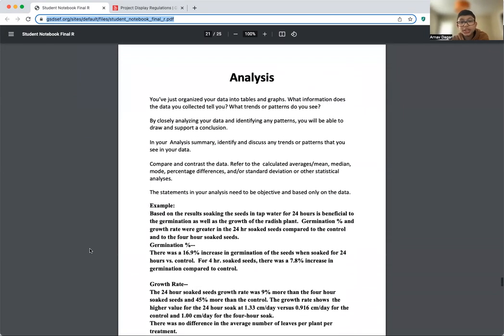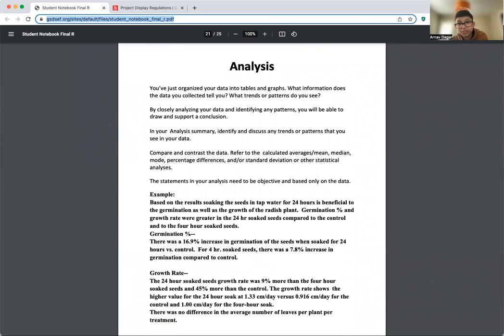Does the notebook need to be handwritten? Is the question in the chat? So no, the notebook does not need to be handwritten. You can type it up, but it will need to be printed out for the final fair.